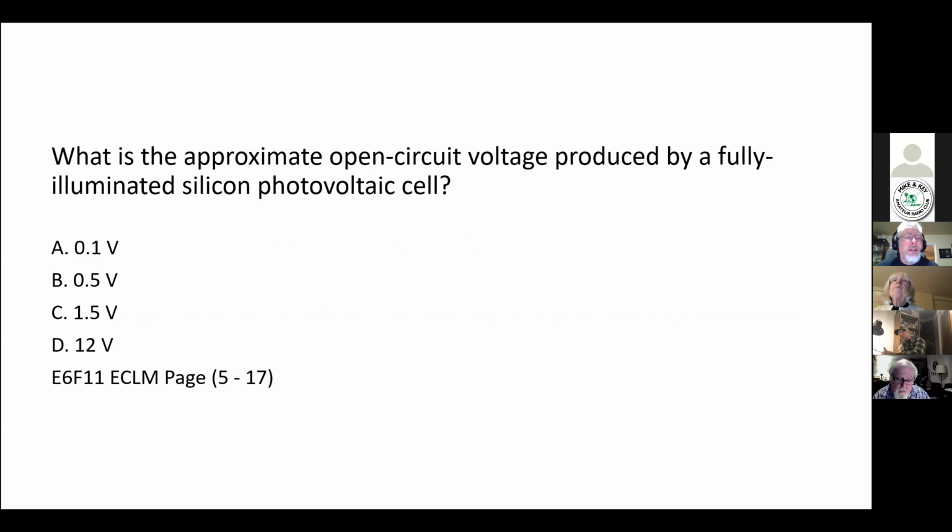What is the approximate open circuit voltage produced by a fully illuminated silicon photovoltaic cell? A, 0.1 volt. B, 0.5 volt. C, 1.5 volt. Or D, 12 volt. Bravo is correct. 0.5 volts.